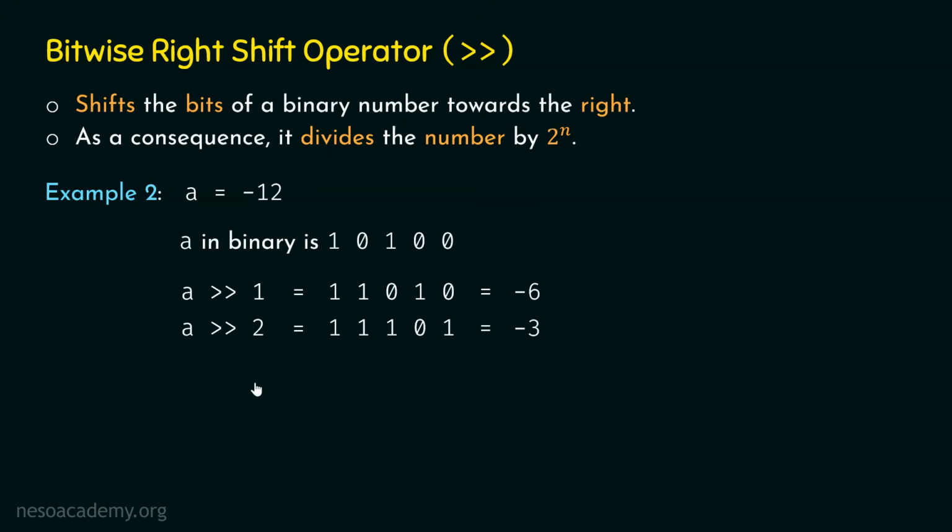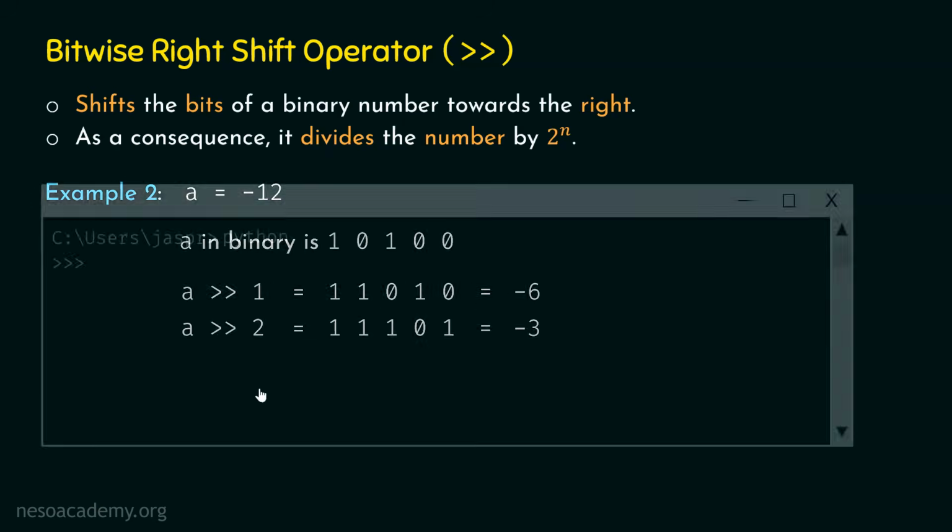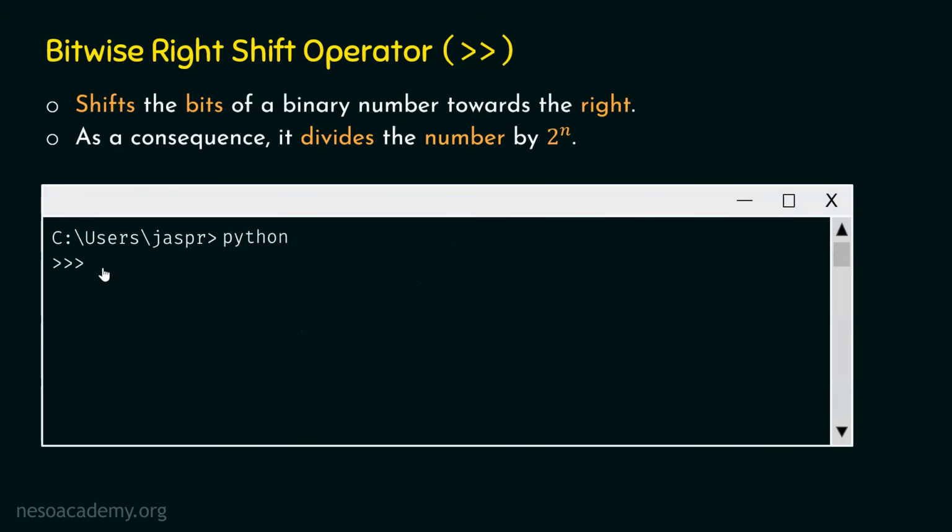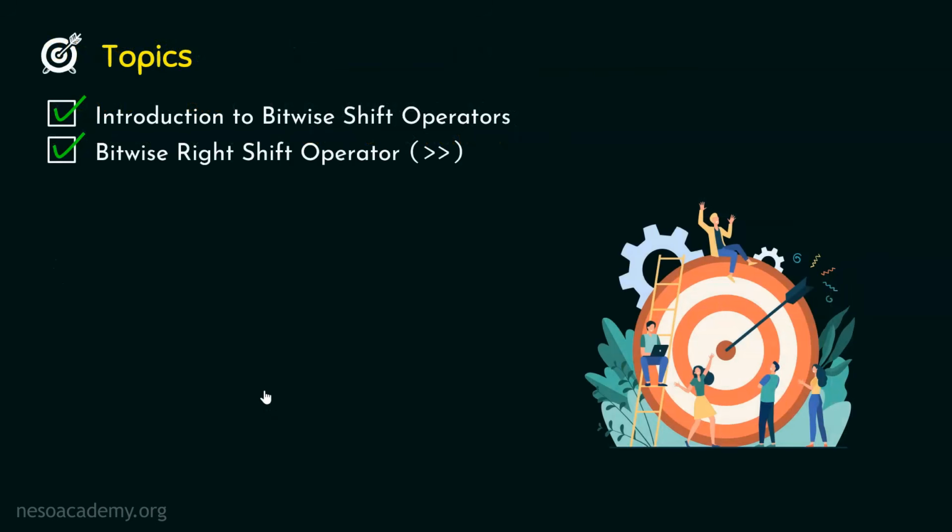Now let's open our command prompt and verify the results. Let's type A = -12 and hit enter. Now let's type A >> 1. After hitting enter, we will get -6. Let's now type A >> 2 and hit enter, we will get -3. So we are done with this topic as well. This means we are done with this lecture.